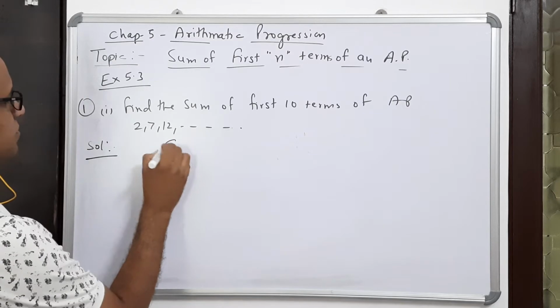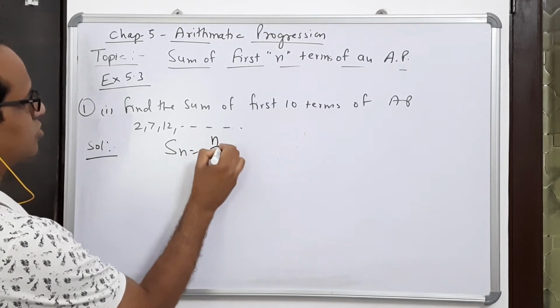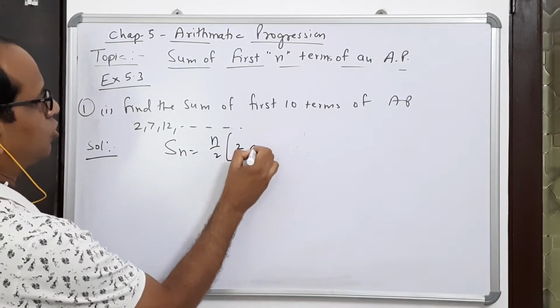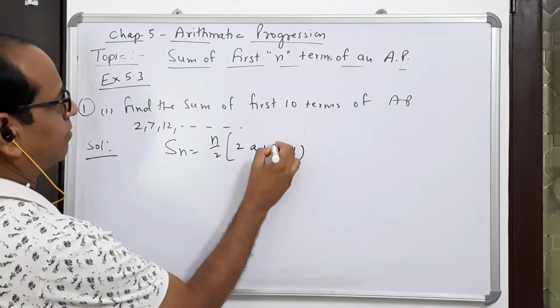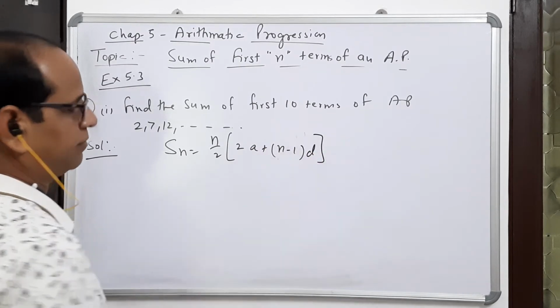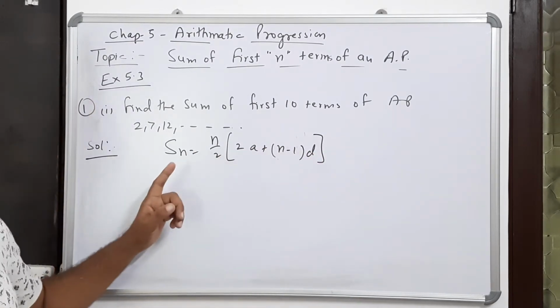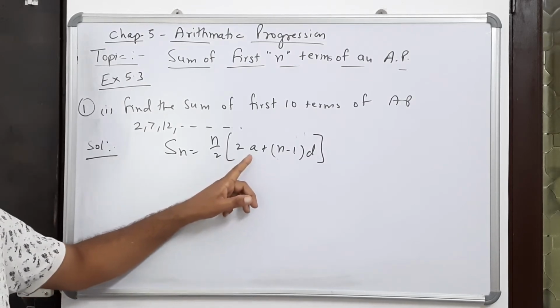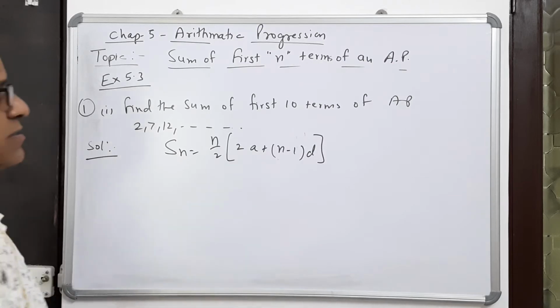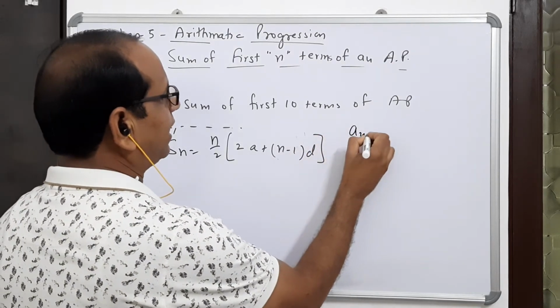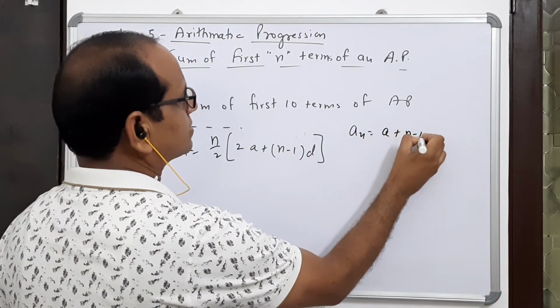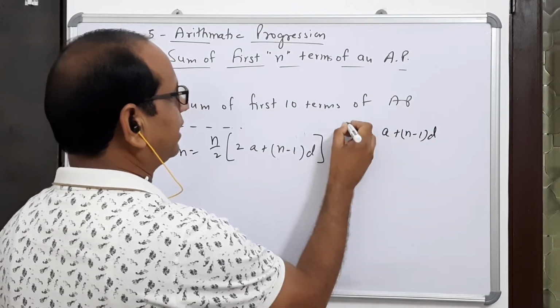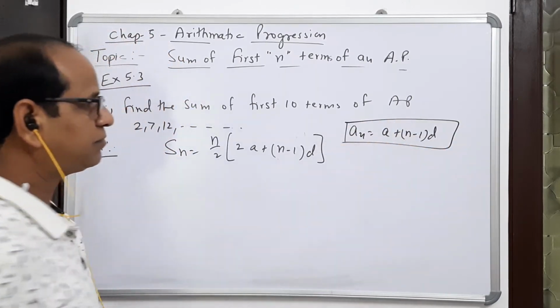sum of n terms is Sn equals n by 2 into (2a plus (n minus 1) into d). In this formula, the important part to be noticed is that here it is 2a, whereas in the formula of an it is a plus (n minus 1) into d. That is the difference here.